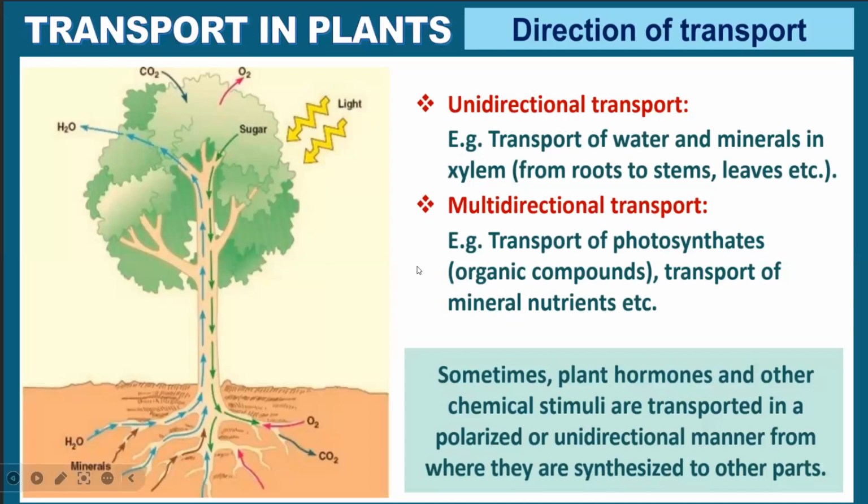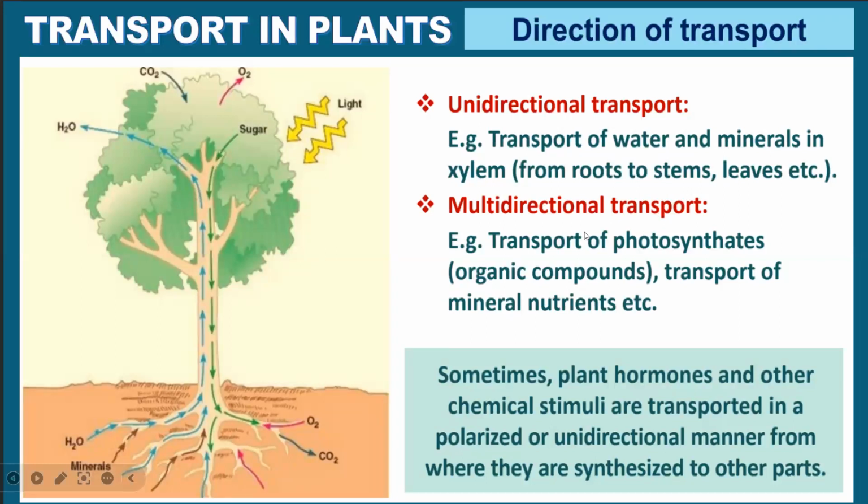Next, there is the direction of transport. Unidirectional transport means transport of water and minerals. This xylem, which takes water, you can see the blue arrow, it is only in one direction. Xylem: from roots to stem and leaves. From the roots it will start, then it will go to the stem, and then it will go to the leaves. And excess water is given out by transpiration.